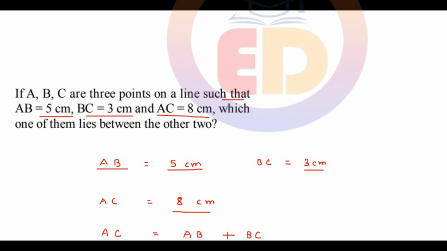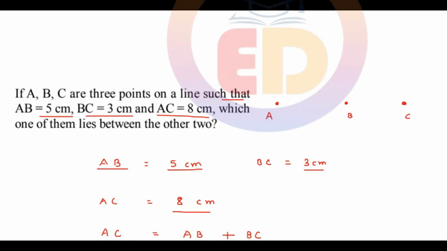So from this we can say that the AC has two parts. So it means AC is the bigger line segment and it has two parts, as one is AB, another is BC. So what we can do is we can draw the 3 points here. We can name the first point as A, second as B, third as C.